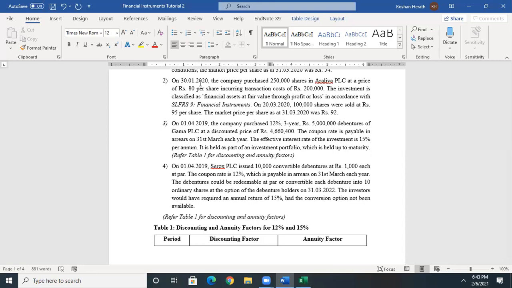The market price per share as at 31st March 2020 was rupees 92.